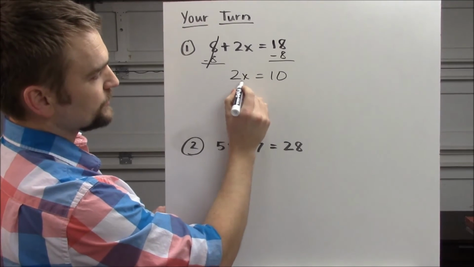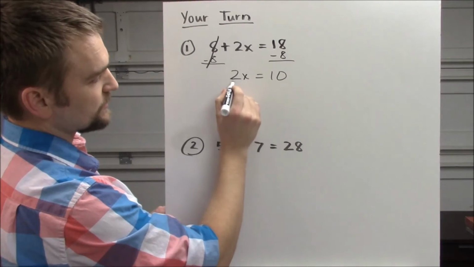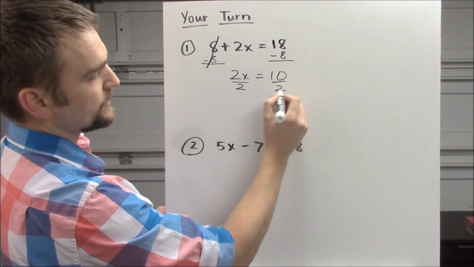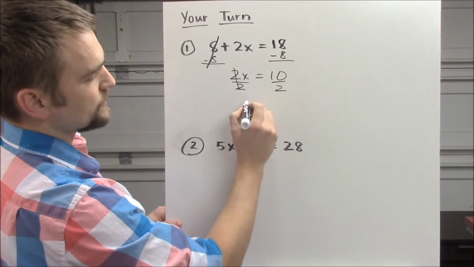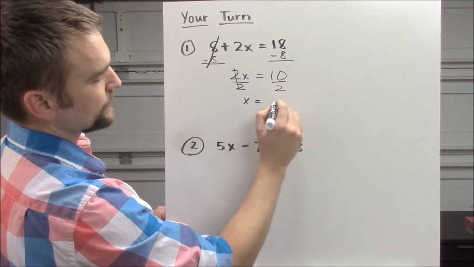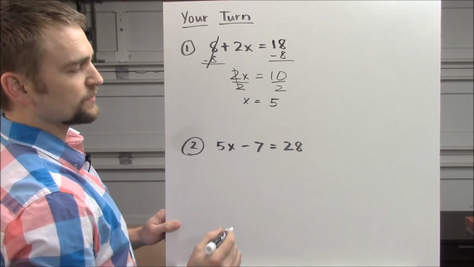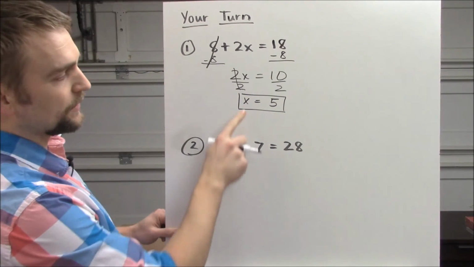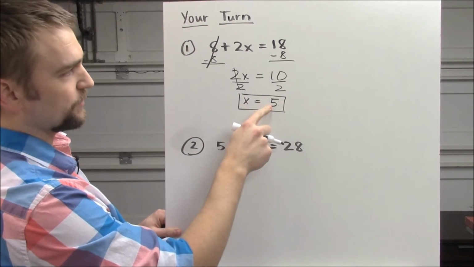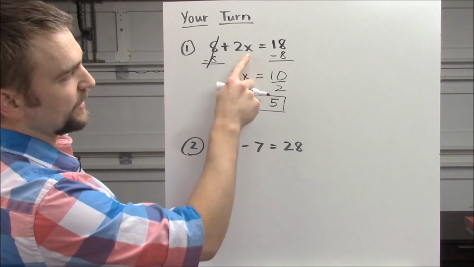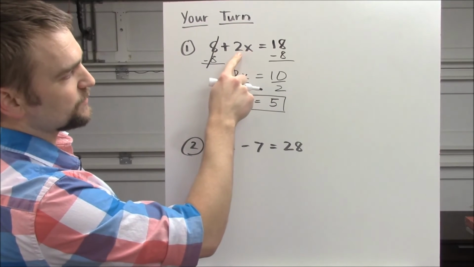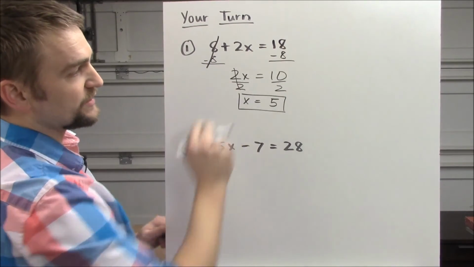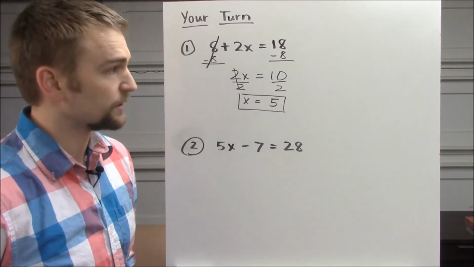And then I have to undo x times 2, or 2 times x. I'm going to divide by 2 on both sides to get the variable by itself. This cancels, and I'm left with x equals 10 divided by 2, which is 5. So this would be my final thinking. And then of course, to confirm that it works, I plug 5 back in for x: 5 times 2 is 10, plus 8 is 18. 18 equals 18. It is a true statement.